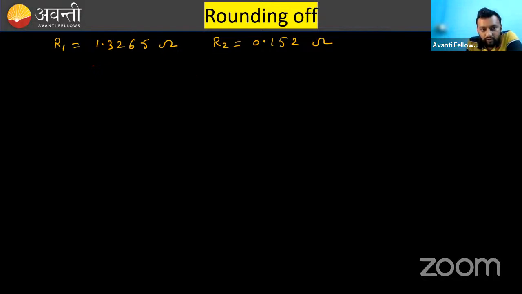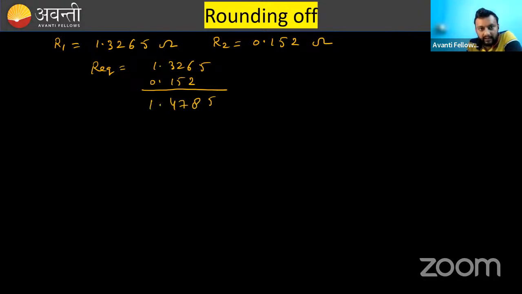You will definitely solve that R equivalent is equal to the sum of these two quantities, that is 1.3265 and 0.152. Clear? Now, if you add this, it will become 1.47851. I think I have added it correctly. So the answer is R equivalent is this one.